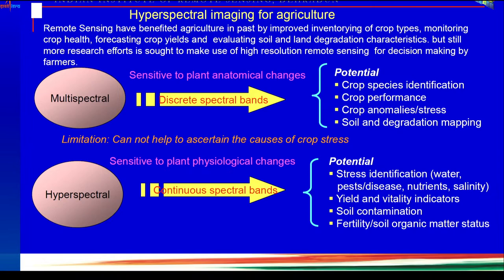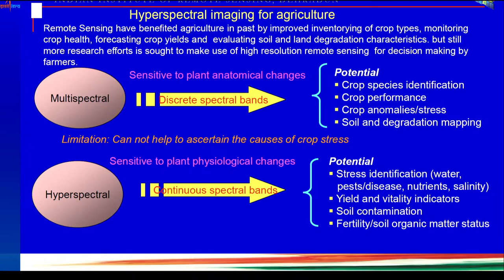Hyperspectral is also under development, and it is going to bring sea changes in the way we are able to look at the different kinds of stresses which are very important for precision agriculture. With hyperspectral imagery on drone technology, it enables you to identify different kinds of stress: water, pest, disease, nutrient.